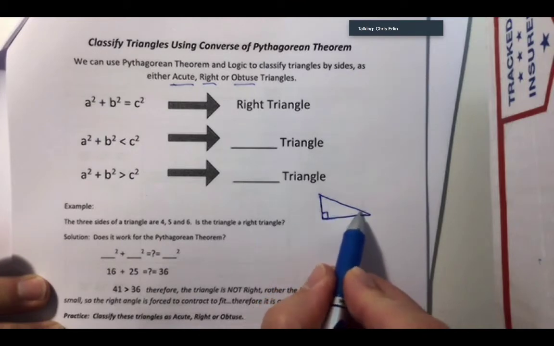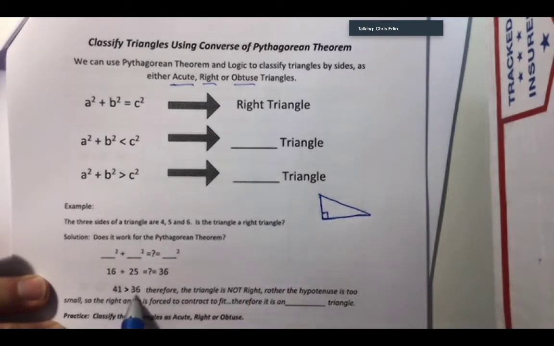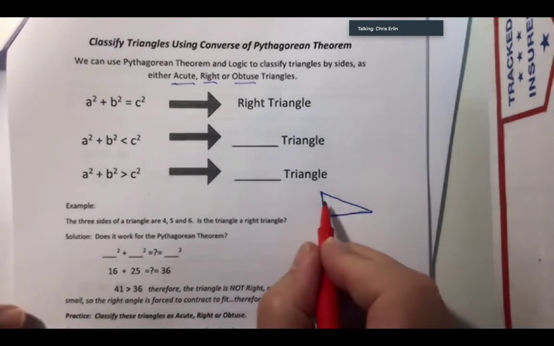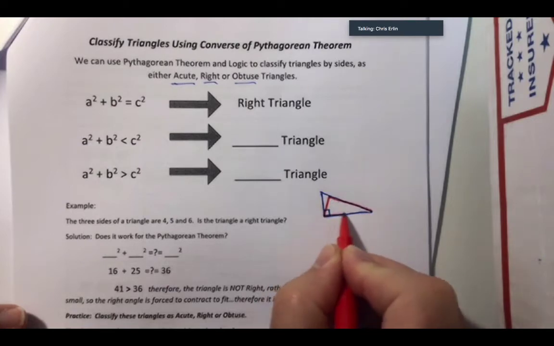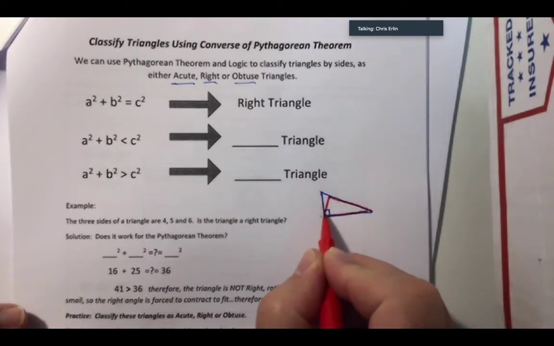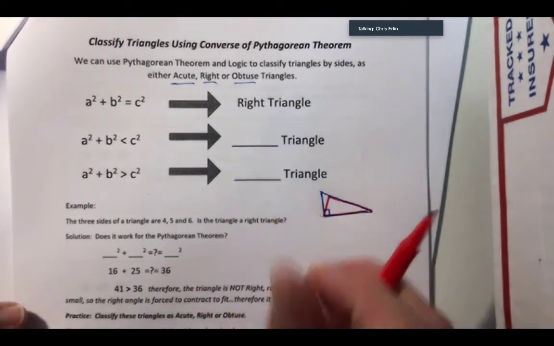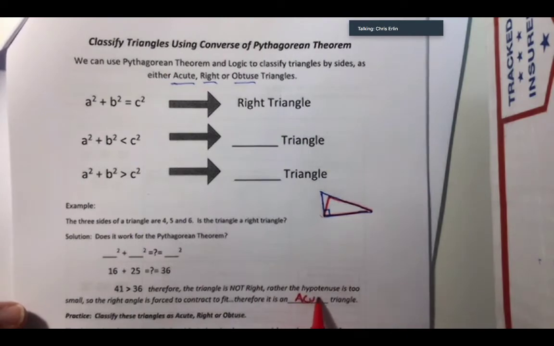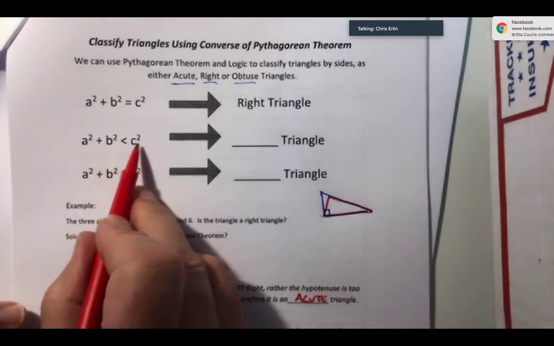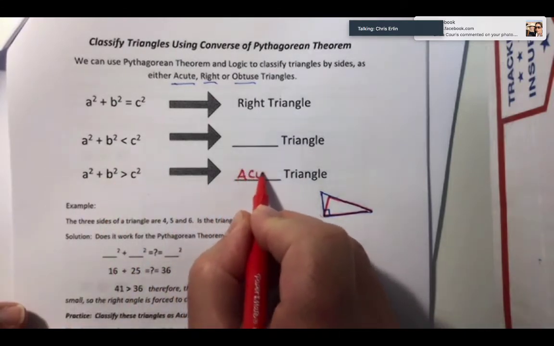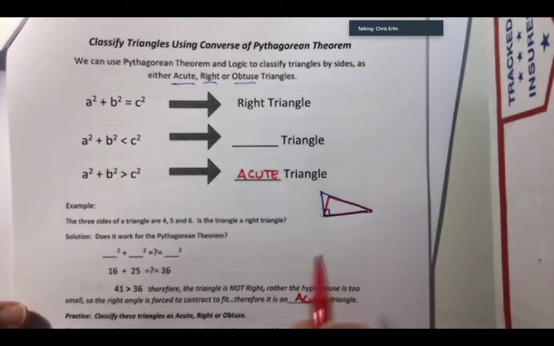Therefore, instead of it fitting like it should here, if the hypotenuse is too small, this side length here has been brought in to address a shorter hypotenuse. Therefore, instead of it being a right angle, this would make it acute. So if the hypotenuse is too small, pinching the triangle in, then it makes an acute triangle.